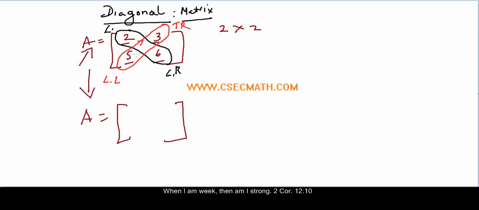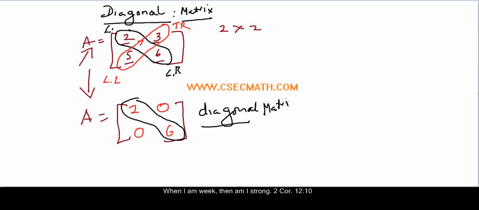Now, if the elements of this matrix are just arranged in one of these diagonals, say for example 2 and 6, and other positions are just filled with 0, then such a matrix is called a diagonal matrix. So this is one form of the diagonal matrix. We can have the other form also, say 5 and 3, the other elements being 0.